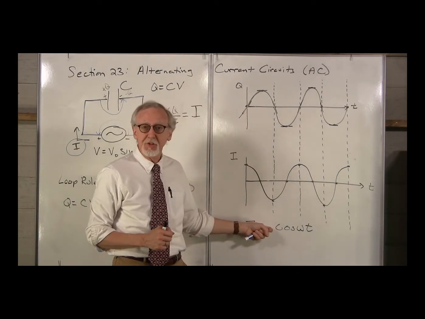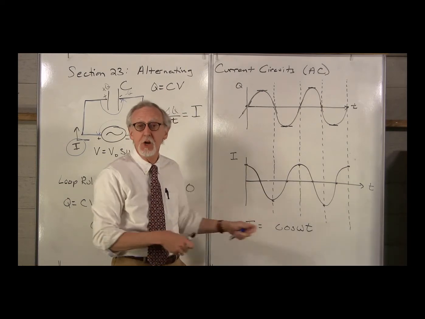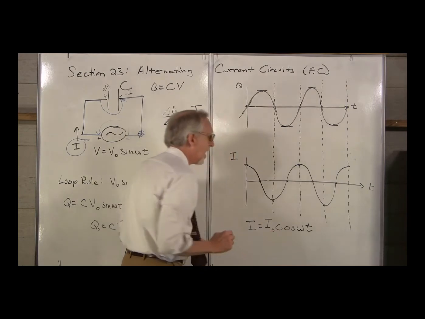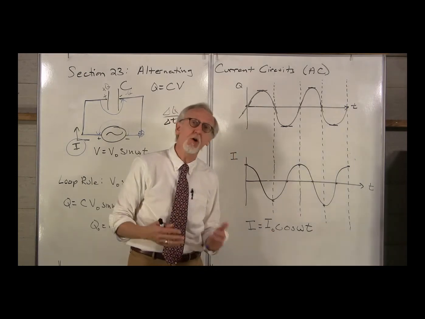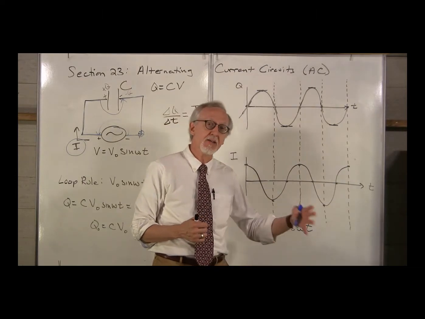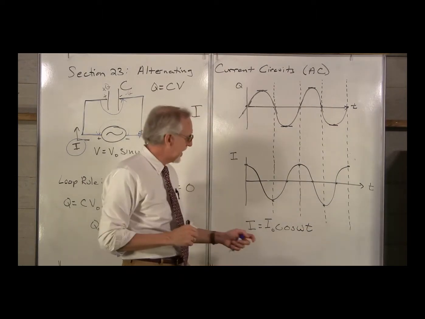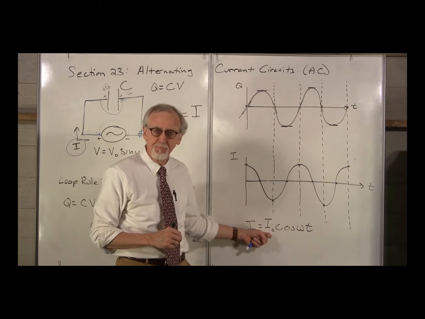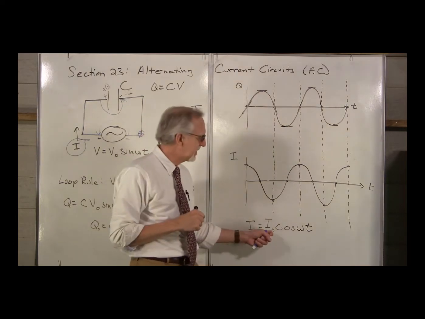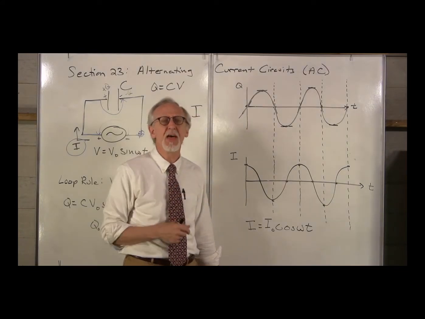Well, what about the amplitude? Well, we're not sure, but we know that we could write this as, say, some amplitude I naught. So we know that the current has a form of I naught cos omega t. The only thing we don't know yet is what is I naught. Let's use some physical arguments about capacitors and see if we can't figure out what that I naught is going to be.